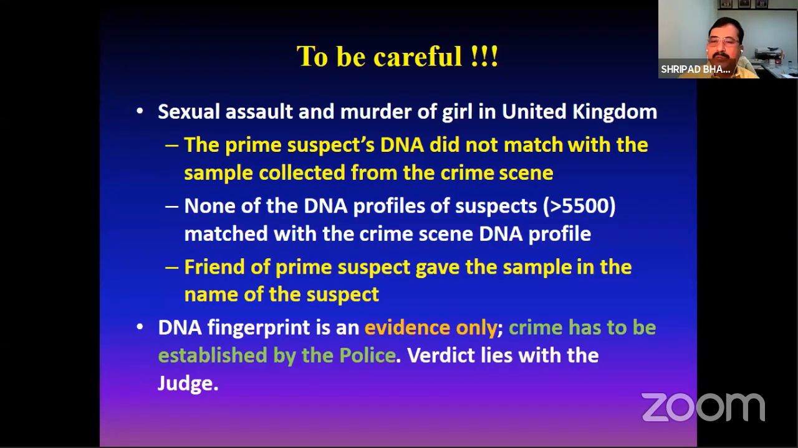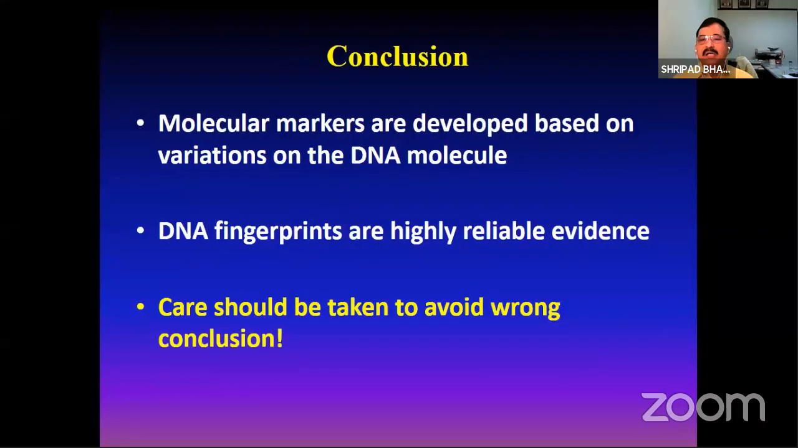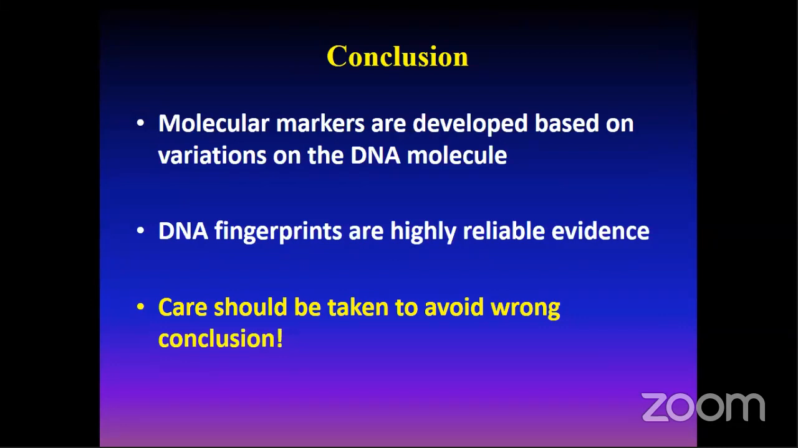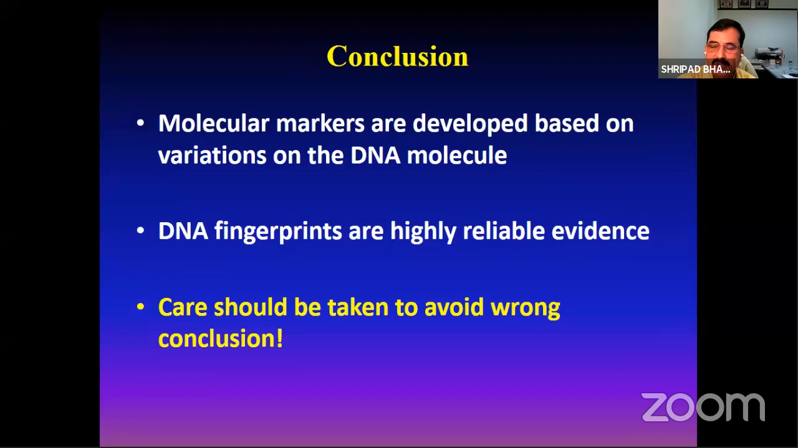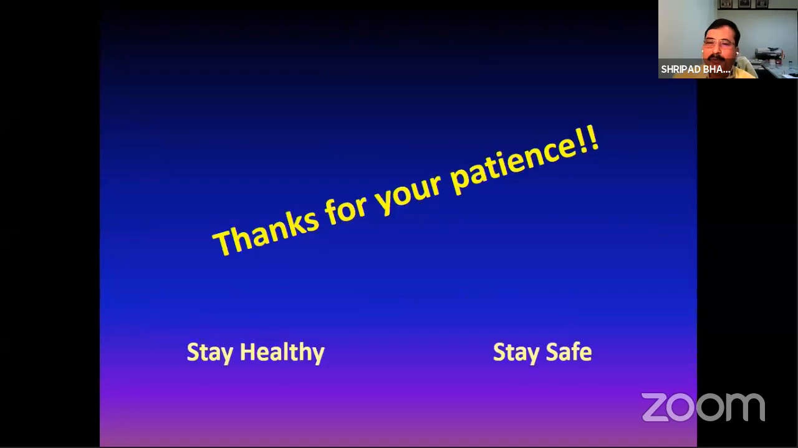Okay, so that is why I told you that you can give your recommendation. It is the duty of the police and the judge to identify and give the verdict on who is the culprit. So friends, quickly, I'm going to finish my presentation. Overall, we can say molecular markers are developed based on the variation at the DNA level. That's why we basically call them DNA-based markers. DNA fingerprints are highly reliable evidence, okay? But care should be taken so that we do not make any mistakes, or a wrong conclusion.